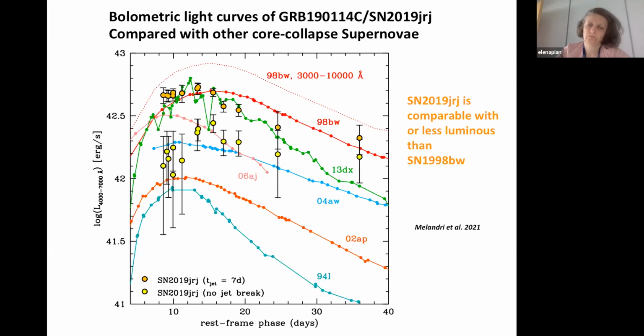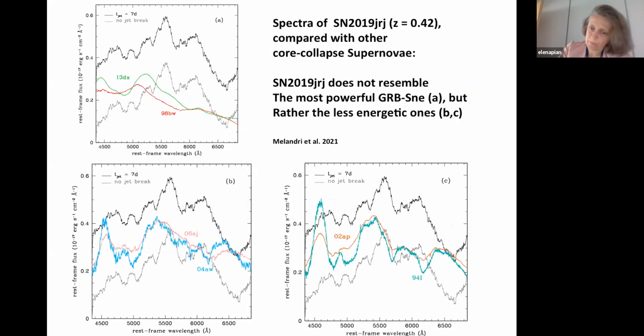Therefore, this is shown also in your presentation when you go from 98BW, and you pointed out the difference with the structure of the supernova from 190114C, but we beg to understand why there is such a difference. Tomorrow we are going to attempt that.